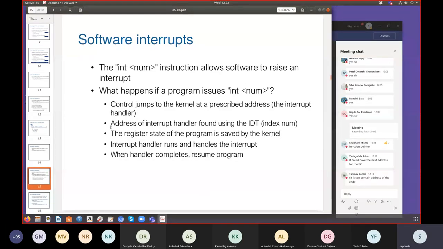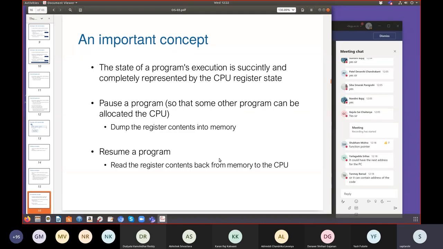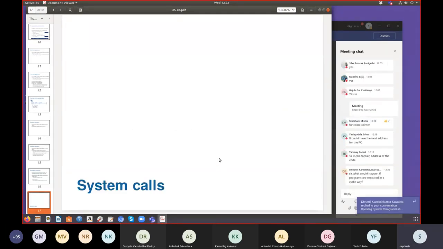So now going back, as I said, this is how an interrupt is handled. The controller jumps to the kernel at a prescribed address. This is managed via the IDT. And that IDT first saves the register state of the current program. Then the interrupt handler runs, handles the interrupt, and returns. Then when the handler completes, again, the kernel will decide which program to resume, and the saved state of that program will be loaded back into the CPU. Okay. Any questions till now? So this was a brief recap of how interrupts work.